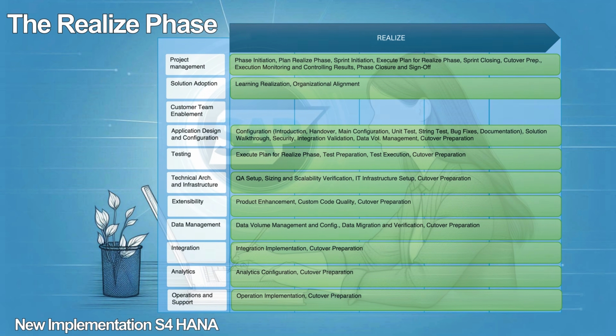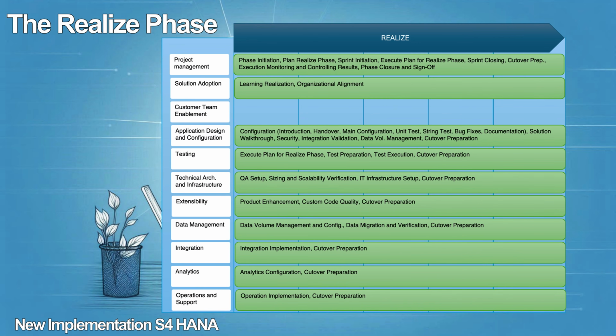The realize phase. In the realize phase, we build incrementally and iteratively based on the business requirements and scenarios identified during the previous phases of the project. The team is deep into system configuration based on the fit gap analysis and the prioritized product backlog. In addition, during this phase, the legacy data load starts, solution adoption continues, and operation planning happens. The work streams that come to bear in the realize phase include project management, solution adoption, application design and configuration, testing, technical architecture and infrastructure, extensibility, data management, integration, analytics, as well as operations and support.